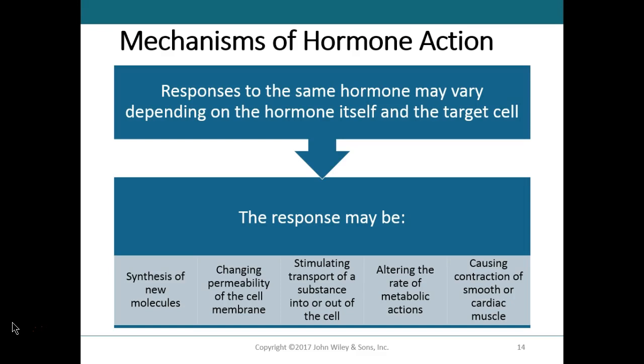Other effects of hormones include that they may change the permeability of cell membranes so that some things that could or could not pass the membrane now will. They also stimulate the transport of substances into or out of the cell, such as when insulin binds a cell, it causes glucose transporters to be embedded in the cell membrane so that glucose can now get into those target cells. Other hormones can alter the rate of metabolic reactions by speeding things up or slowing things down within the cell. Sometimes the hormones can cause contraction of smooth or cardiac muscle cells. So the action, again, is going to depend on the type of receptor and the type of tissue where those receptors are located.